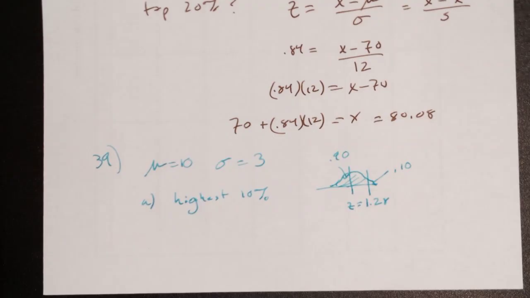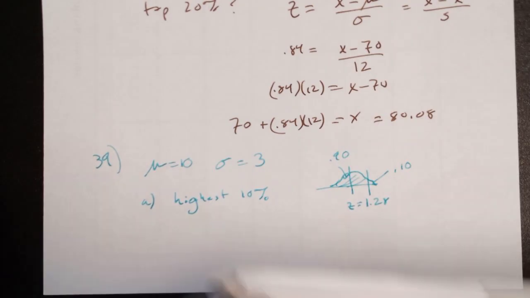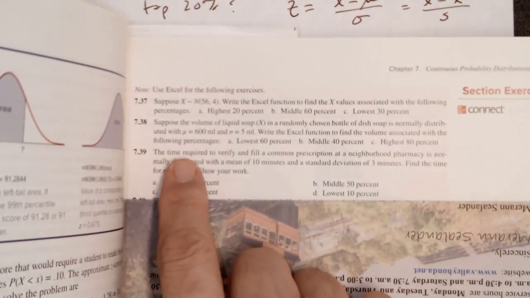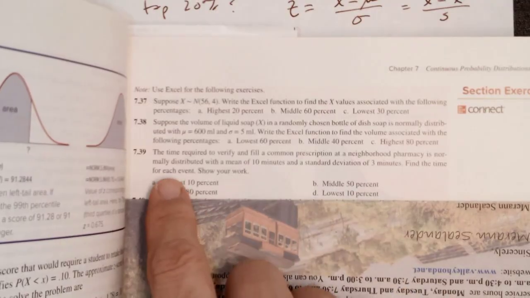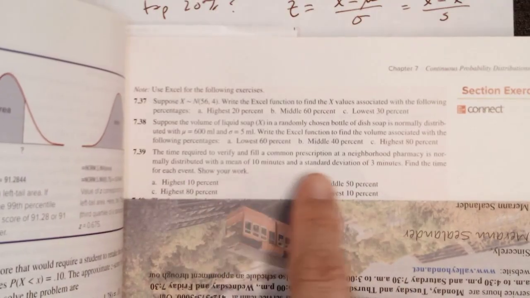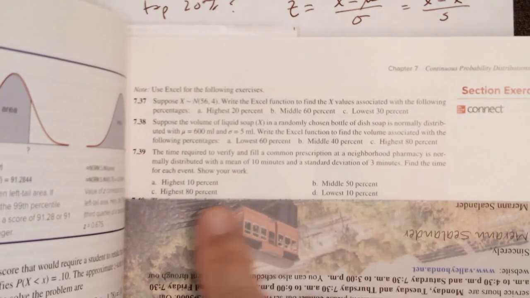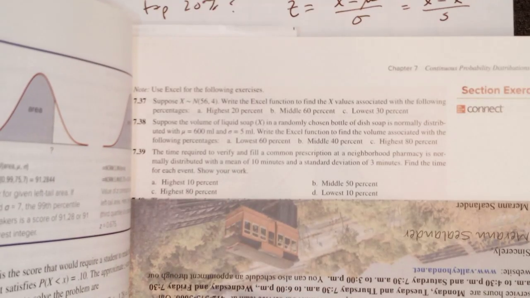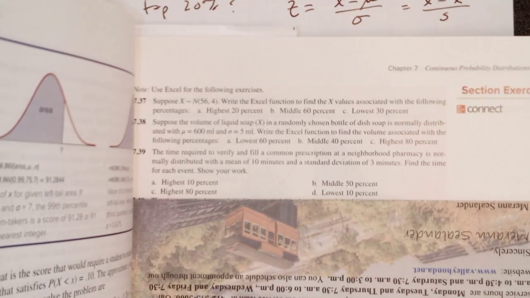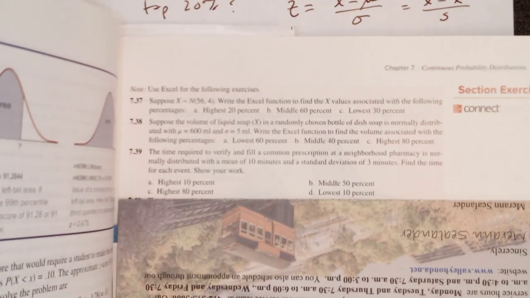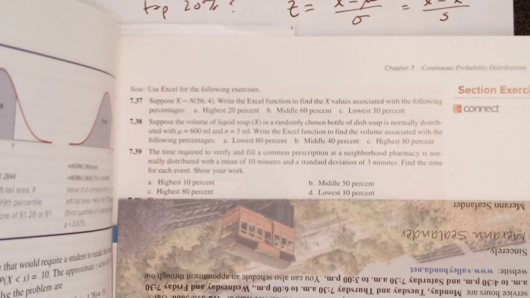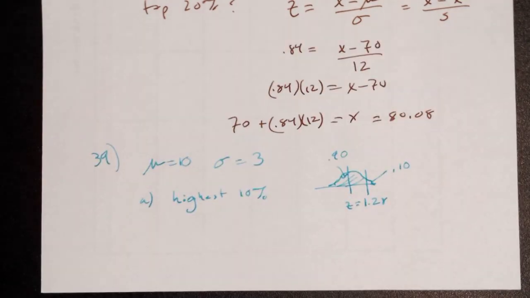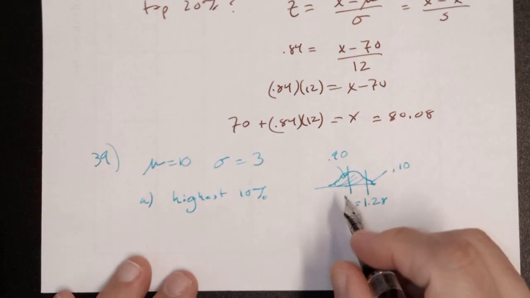The time required to verify and fill a script is normally distributed with a mean of 10 and a standard deviation of 3. Find the time for each event, highest 10%. That part? Yeah. Okay. 1.28 going from the average. So let's go on the average, 10 minutes.